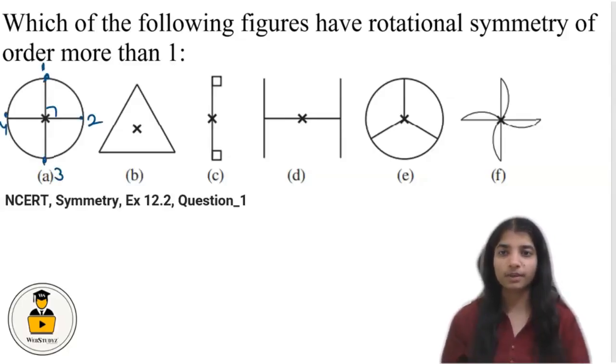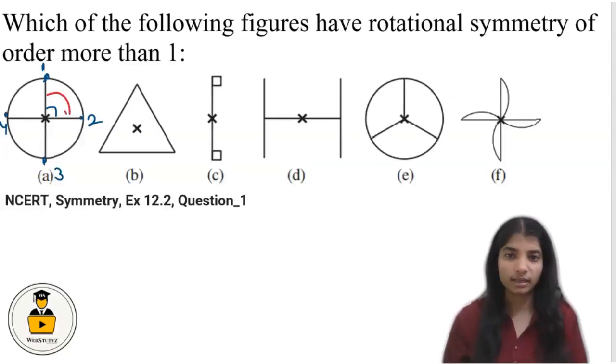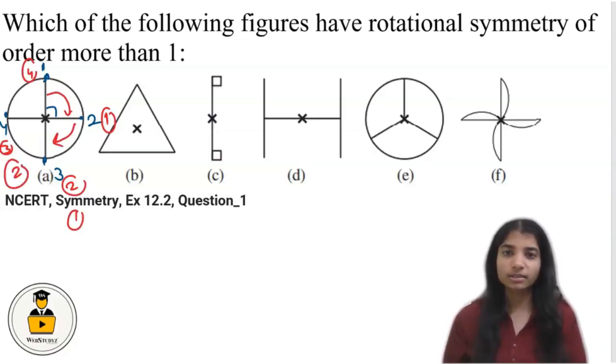Now look here. If we rotate this by an angle of 90 degrees, this 1 will be here, this 2 will be here, this 3 side will be here and this 4 side will be here. Now if we rotate again by 90 degrees, this 1 is here, this 2 is here, this 3 part is here and this 4 part is here. Now again if we rotate with 90 degrees, this 1 is here, 2 is here, 3 is here and 4 is here.